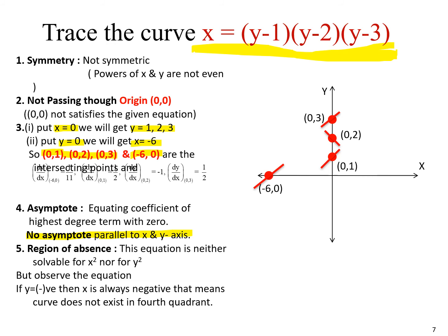It will not lie in the fourth quadrant. For the fourth quadrant, your y should be negative and x should be positive, but that is not the case. Whenever y is negative, your x will be negative only. So your curve does not lie in the fourth quadrant. So we will just put a dashed area here in the fourth quadrant. So you have to draw your curve in the first, second and third quadrants. Now we will draw.